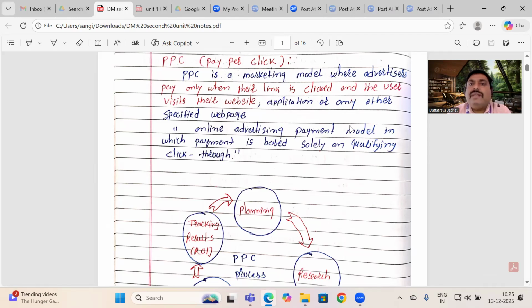So it is an online advertising payment model in which payment is based solely on qualifying click-throughs, right? So whenever the customer clicks, opens, observes, likes, unlikes, or maybe takes a screenshot, at that time only you pay.